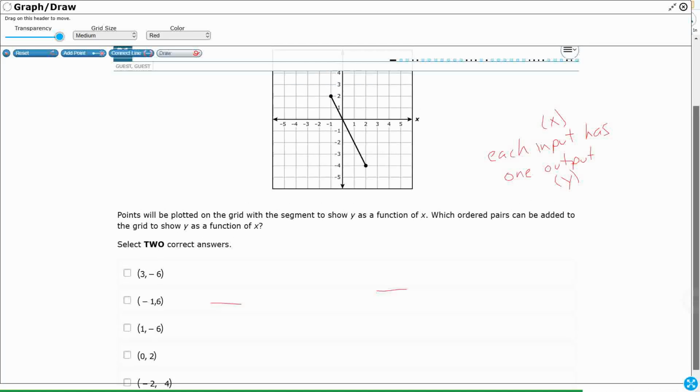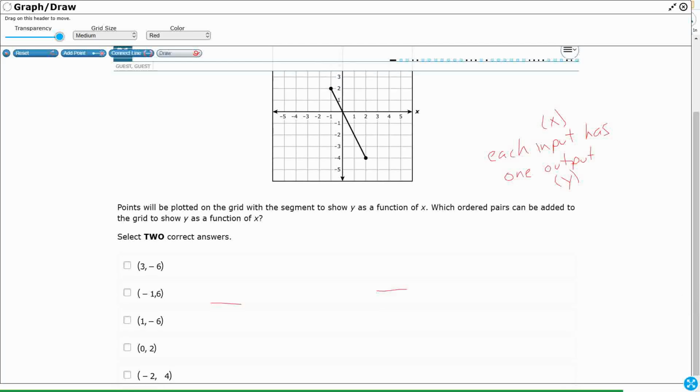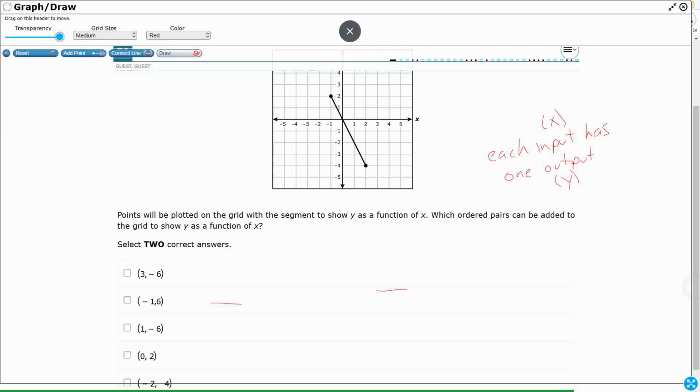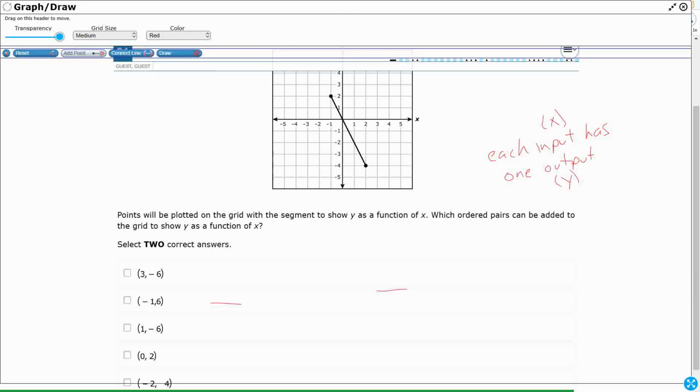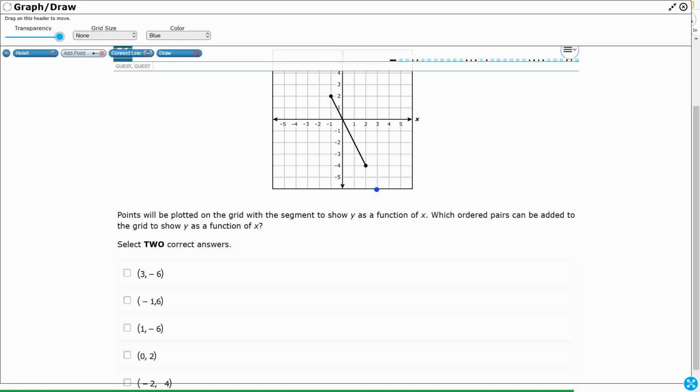Another option would be to extend our line and see which one works. So let's do a little bit of both. Let's first plot our points, and I'm just going to use this add point feature, and I'll do it in blue. So 3, -6. So 3, -6 is kind of right down there. And let me reset this and get it off the grid size. There we go. So 3, -6 goes right there.